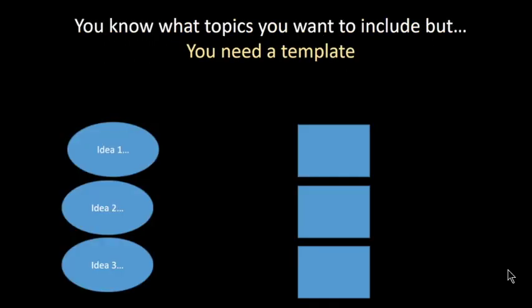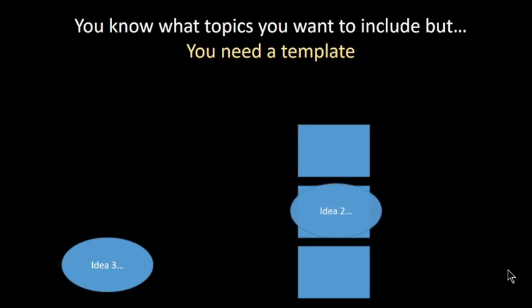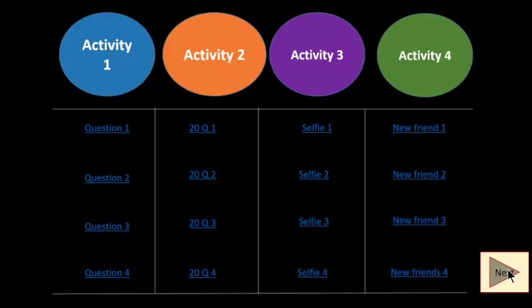So after you know the topics that you're going to teach, what you really need to do is make a template. You can take your ideas for activities and just drop them in every time that you want to make a flipped class session, instead of starting over every time. So this is what my template looks like.